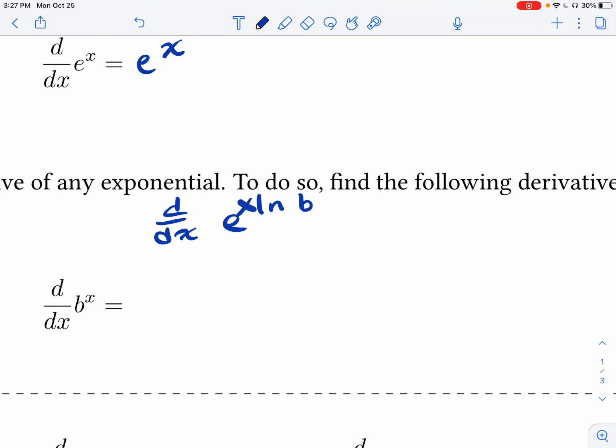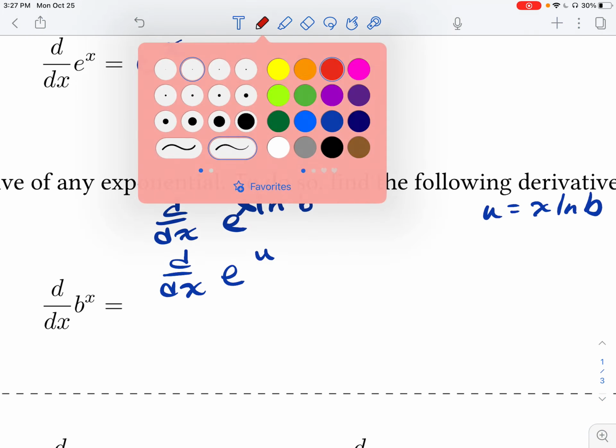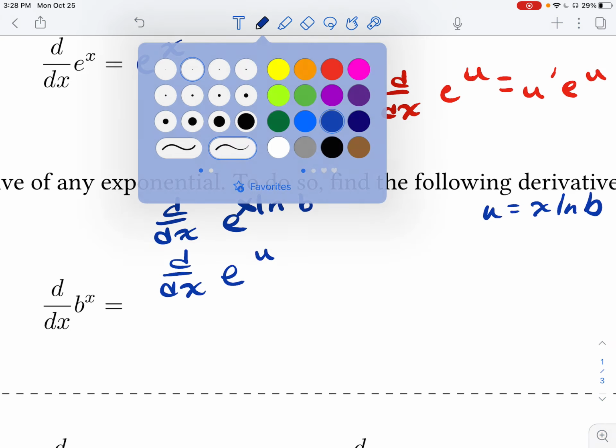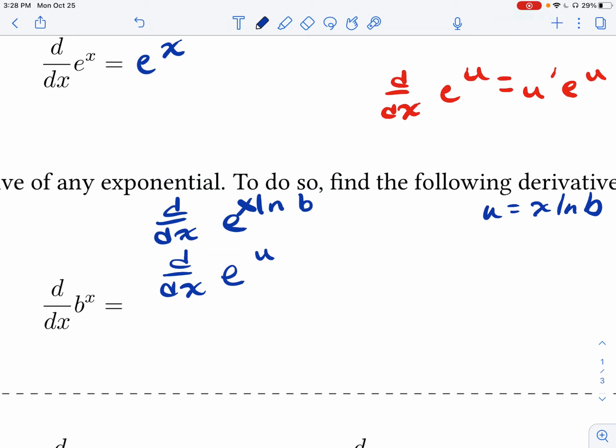Well, we're going to temporarily let u be equal to x ln b. That is to say, we're going to rewrite this as e to the power of u. And what that does is it allows us to use the rule that we just came up with, right? That the derivative of e to the u is u prime times e to the u. So for us, we just need to come up with the derivative of u. So u prime is just going to be the natural log of b, right? Because the natural log of b is just some constant.